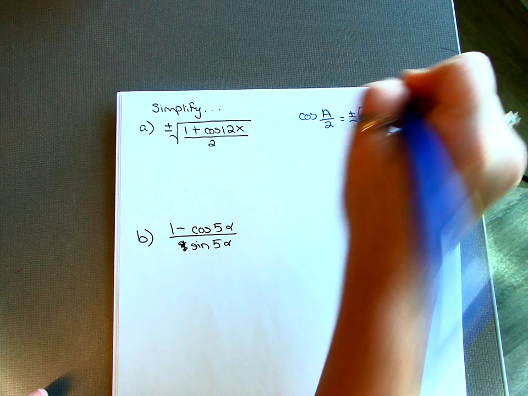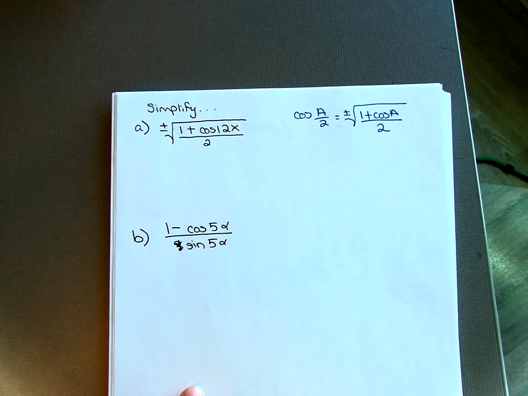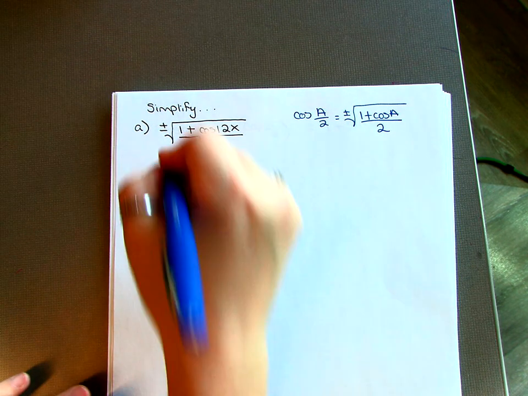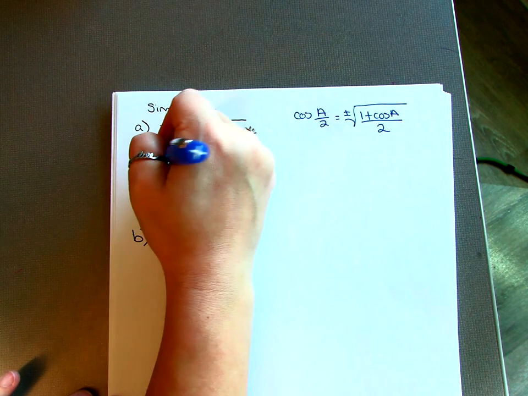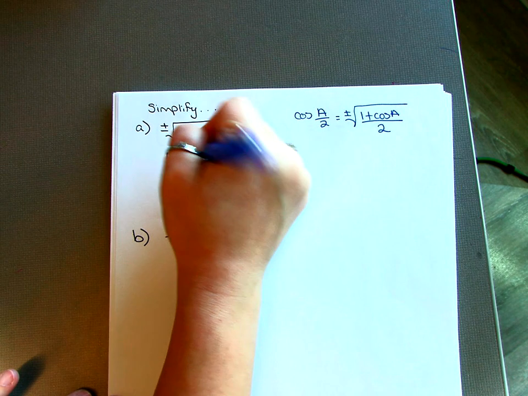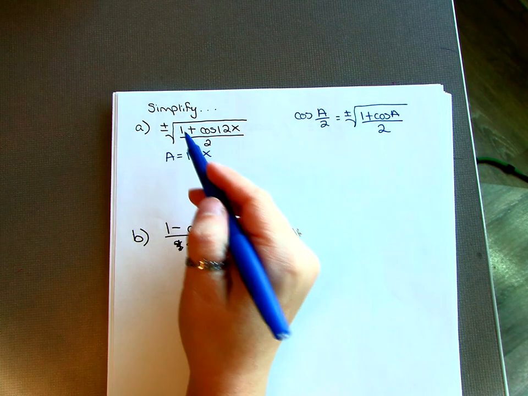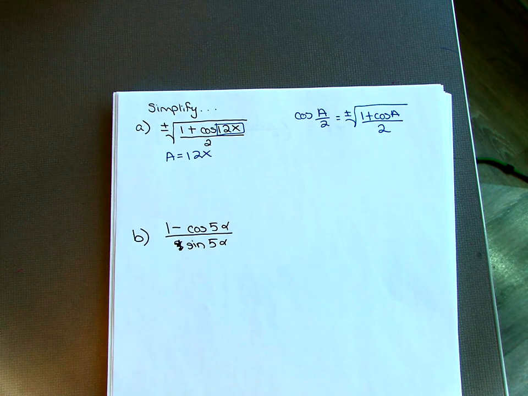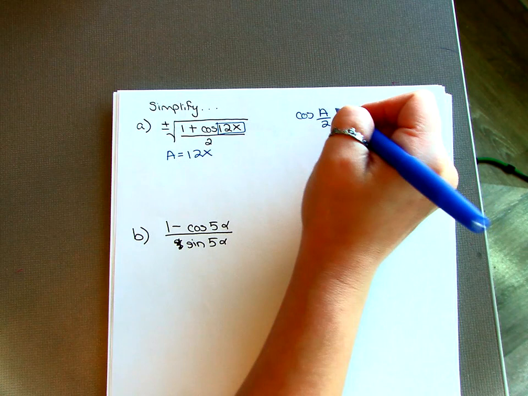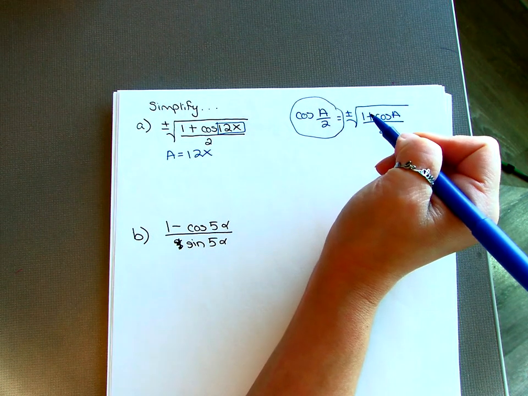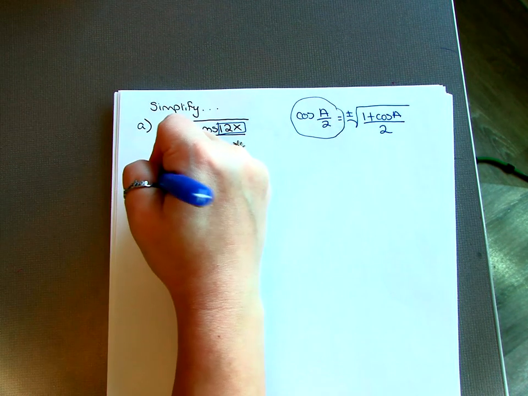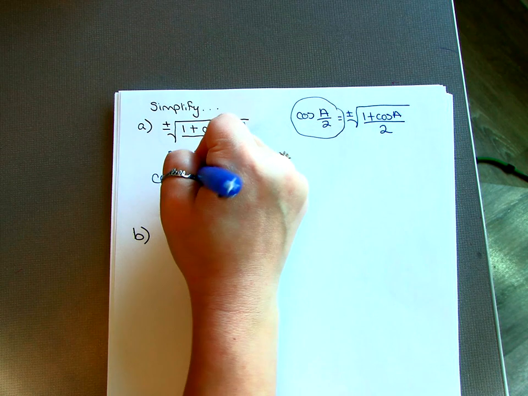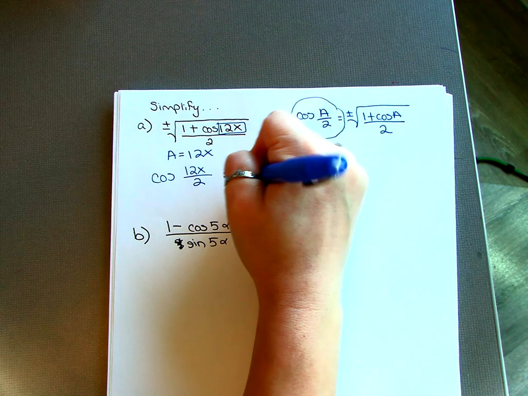So if that's the identity that it most resembles, then that tells me that from this original problem, my a is 12x. Because it has the 1 plus cosine of all of this stuff in here, which would be my a. So that means, what did all of that equal? Well, it equaled cosine of a divided by 2. Well, if a is 12x, that means I have cosine of 12x divided by 2, which means this is equivalent to cosine of 6x.